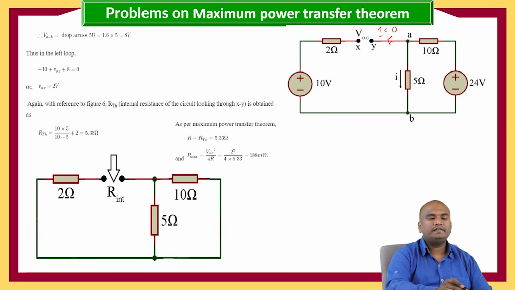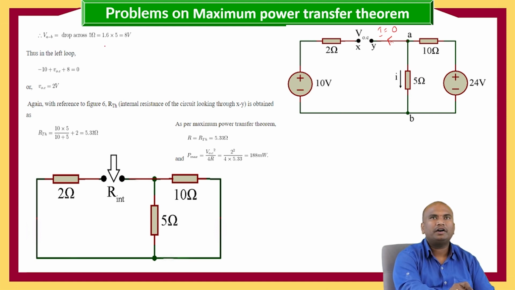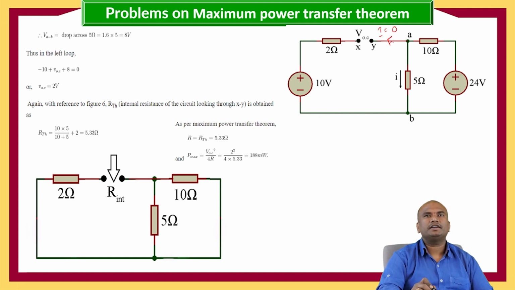Now VAB is equal to the voltage drop across 5 ohms. VAB is equal to 1.6 into 5, which is equal to 8 volts. Now, if we apply KVL in this left loop, that is minus 10 plus VOC plus 8 volts, because here we are getting VAB as 8 volts, which is equal to 0. So VOC is equal to 2 volts. Now we got VOC as 2 volts, that is nothing but our VTH. Now we got the open circuit voltage.